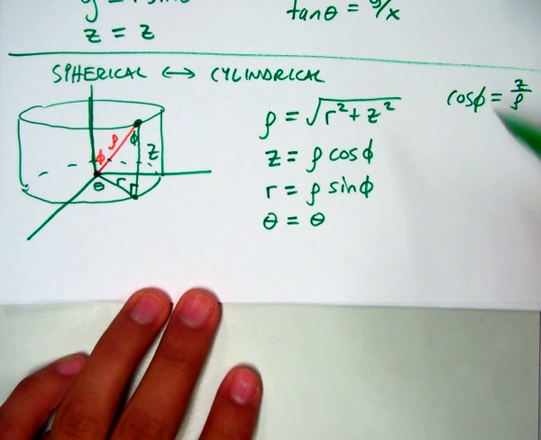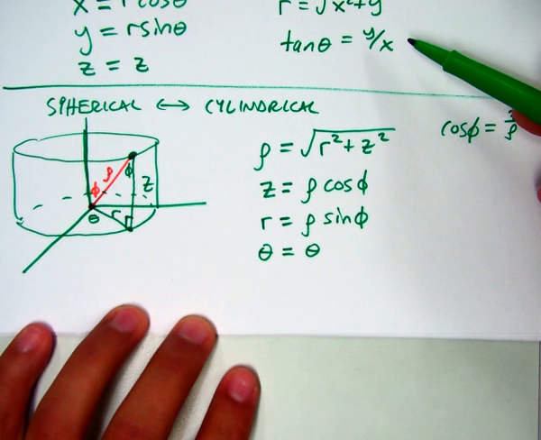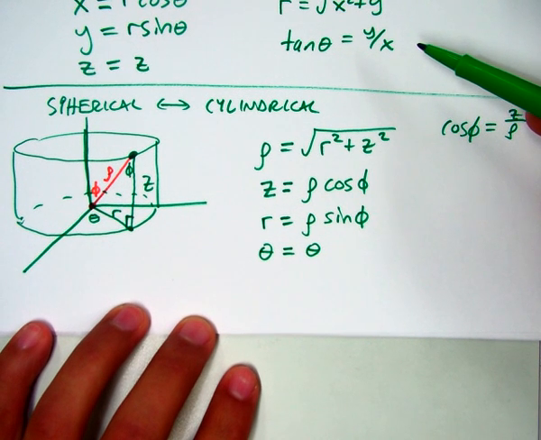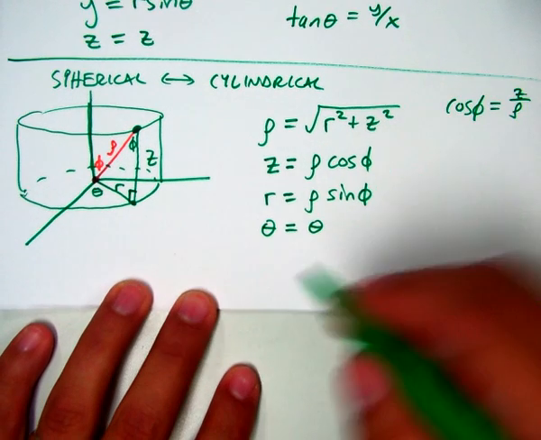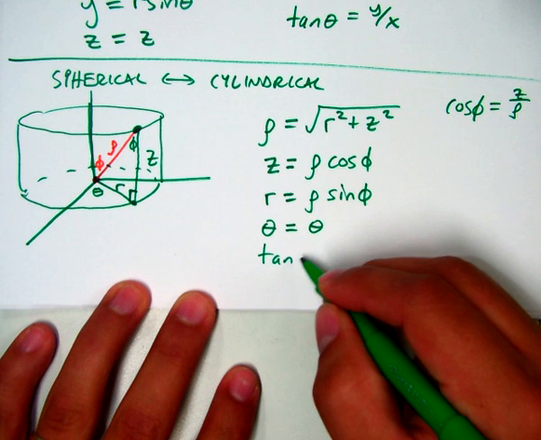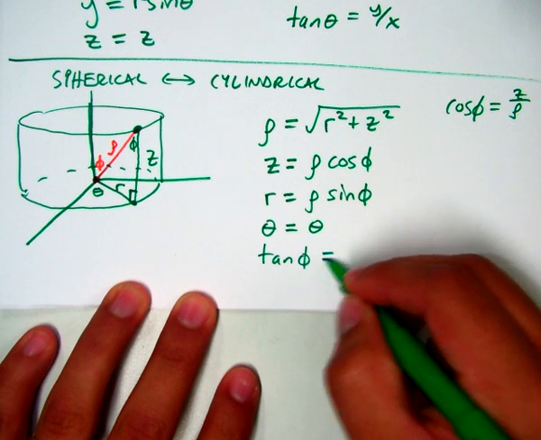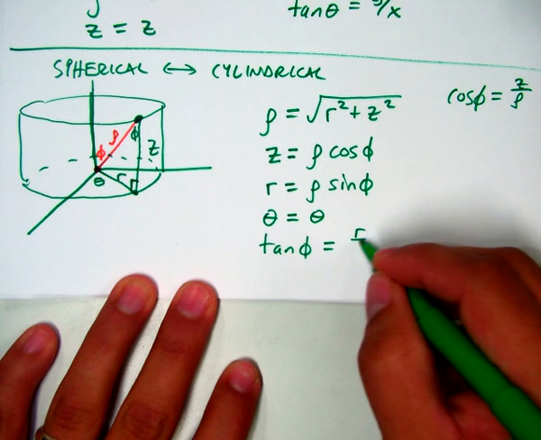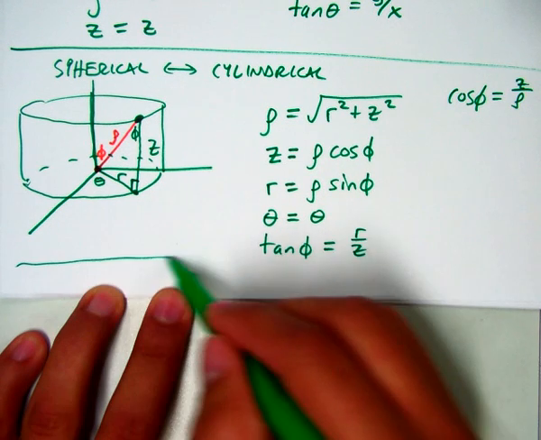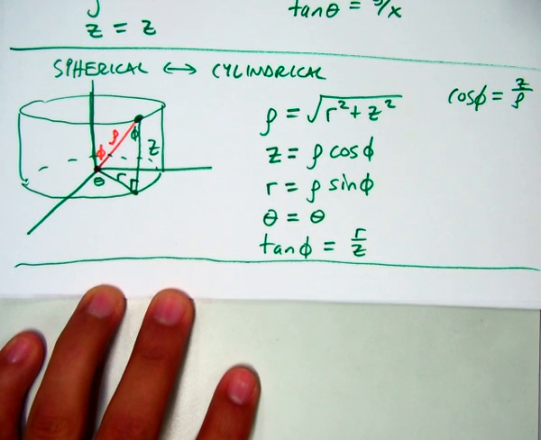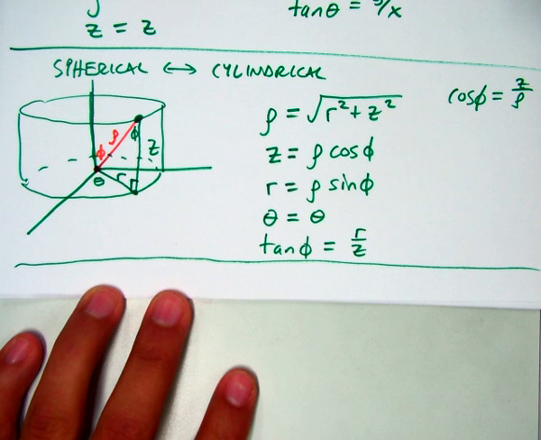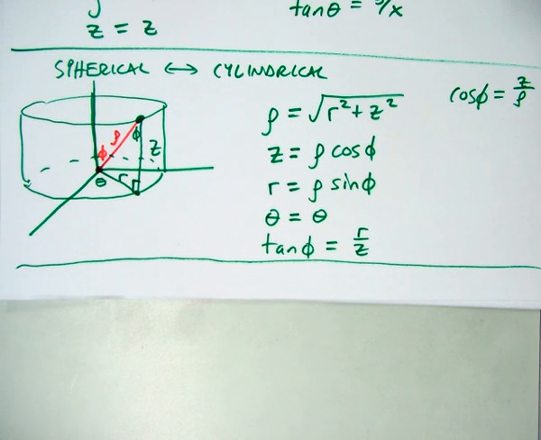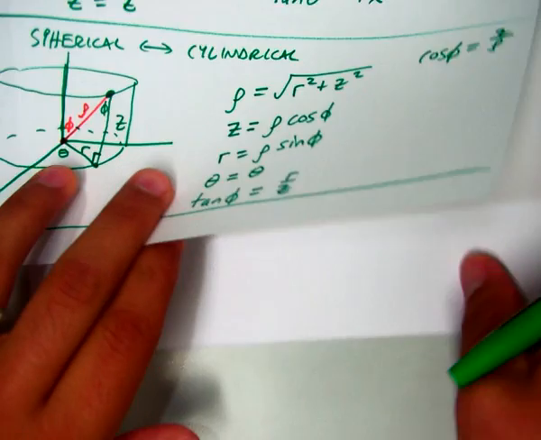And just like in polar, we had a relationship for tangent. If we use the right triangle in the picture there, what would tangent of phi be? r over z. Okay, so here's a set of equations that will help you link between spherical and cylindrical. Now, the good news is the hard part's over. The rest is just algebra.